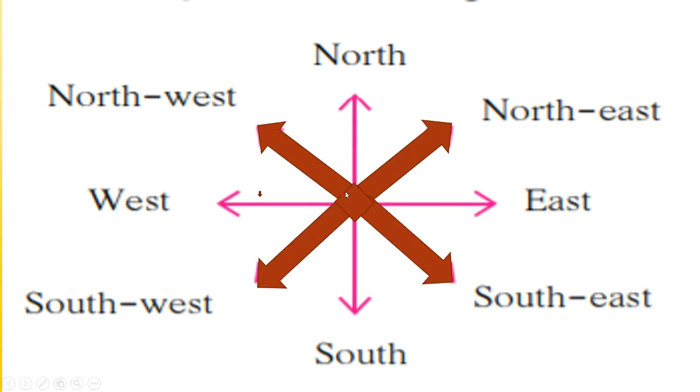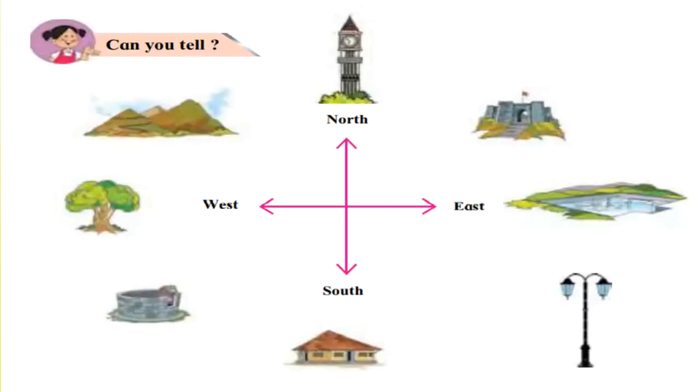Northwest, northeast, southeast, and southwest are the subdirections. Now you can tell me where they lie. This mountain lies to the northwest, in between north and west, so northwest.